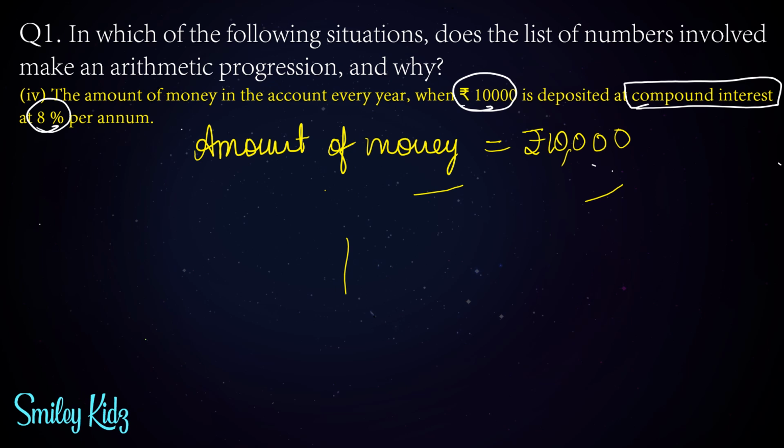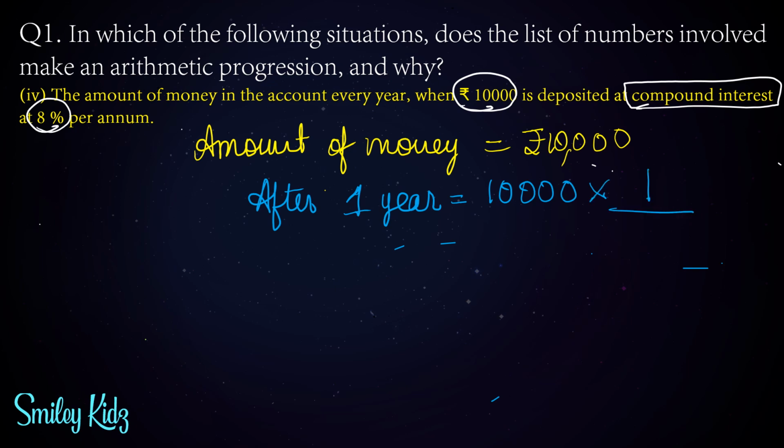Now after 1 year, after depositing at a compound interest of 8%, how much money would I have? Well, after 1 year, it's going to be 10,000, that is your initial amount, multiplied by 8 upon 100. Why? Because here 8% per annum is being deposited. So the two zeros get cancelled, and you'll be left with 800. But wait, we're not yet done. This is the interest you're adding to your account. But the initial amount you have is rupees 10,000.